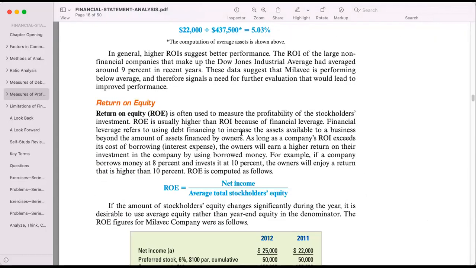Return on equity naman is to measure the profitability of the shareholders' investment. Ito yung ginagamit talaga ng mga shareholder. It is usually higher than return on investment because of the financial leverage. Financial leverage refers to the using of financing to increase the assets available to a business beyond the amount of assets financed by owners. So return on equity equals net income over the average shareholders' equity.